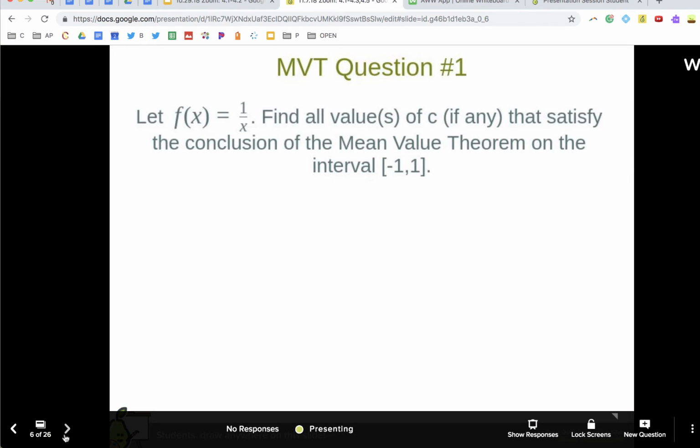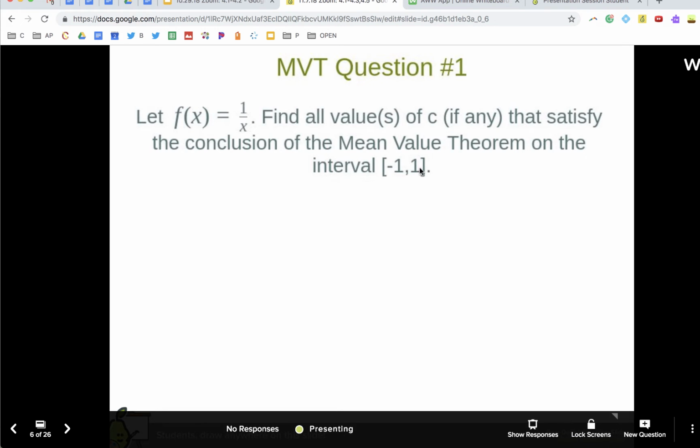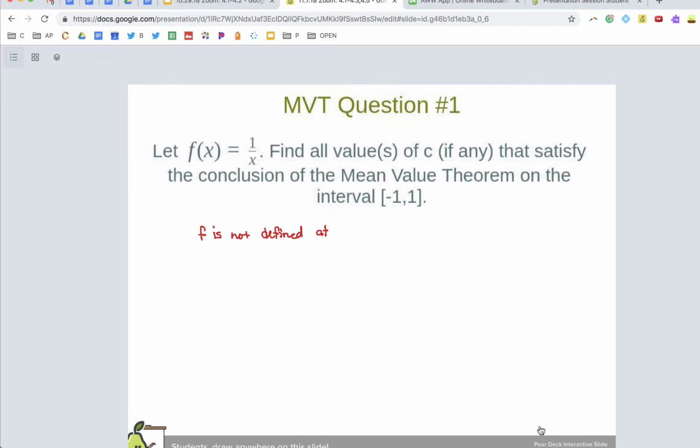Let's go ahead and try this problem. Let f of x equal 1 over x. Find all values of c, if any, that satisfy the conclusion of the mean value theorem on the interval negative 1 to 1. Well, f is not defined at x equals 0, therefore we cannot use the mean value theorem because f is not continuous on negative 1 to 1.